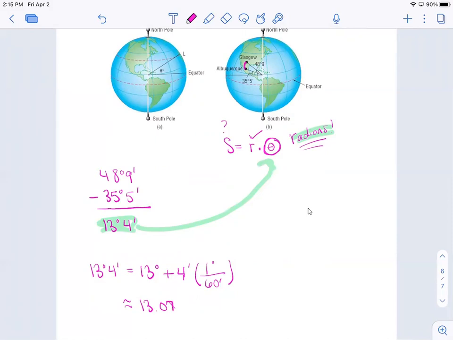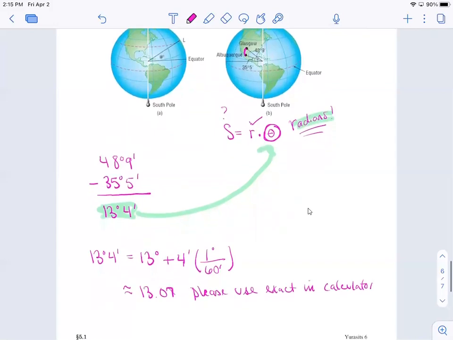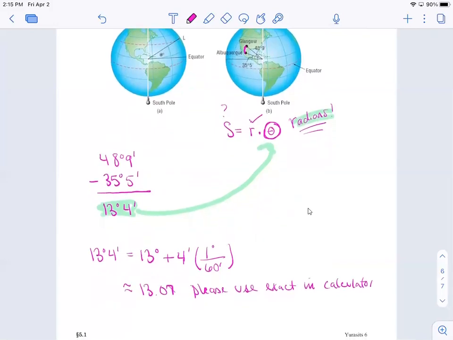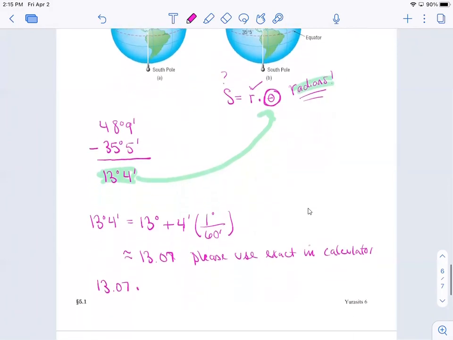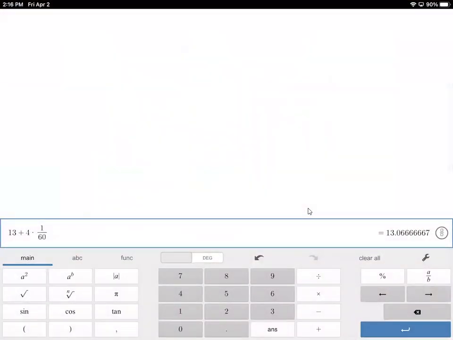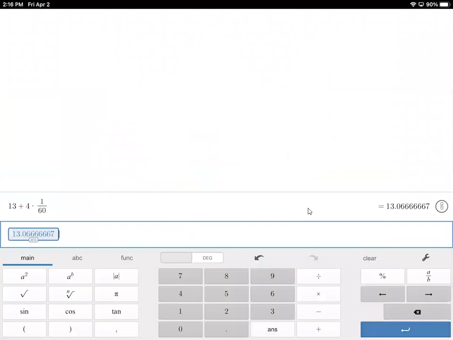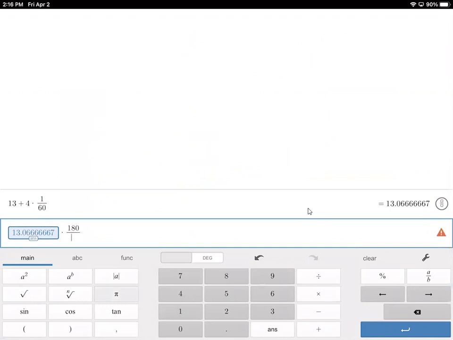But this is the key thing. Please use the exact value in your calculator. Do not round right here, or your answer will be off. So now I have to convert this to radians. That's why I'm going to multiply it by pi over 180 degrees. Again, I'm going to go to my calculator and use this entire thing. So here's that answer button, and I'm going to multiply this by 180 over pi.